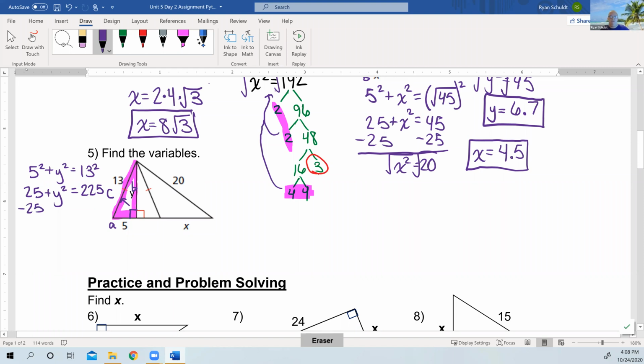No, where did I get 225 from? What the heck am I thinking? 169. There we go. Subtract 25. I get y squared equals 144. Square root it, and I get y equals 12. So what this tells me is that this side right here is 12.